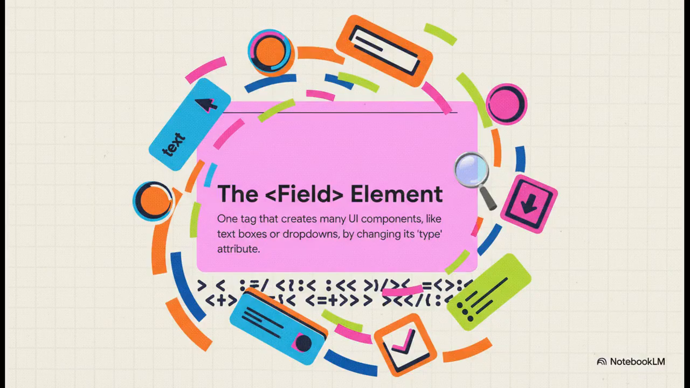And this is where the field element comes in, and honestly, it is the star of the show. This one tag is a total chameleon. By just changing one tiny part of it, an attribute called type, we can make it transform into almost any UI component we could possibly need. Let's see it in action.